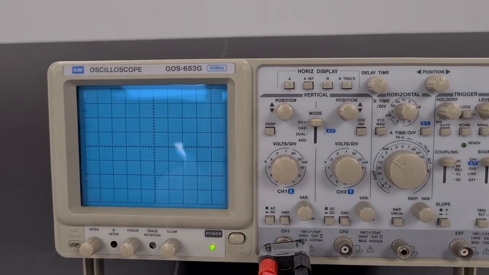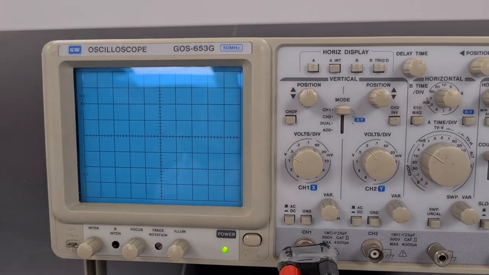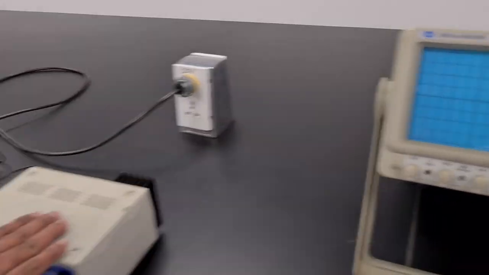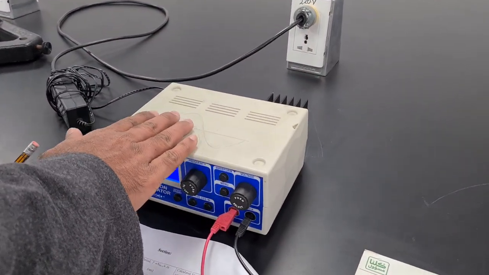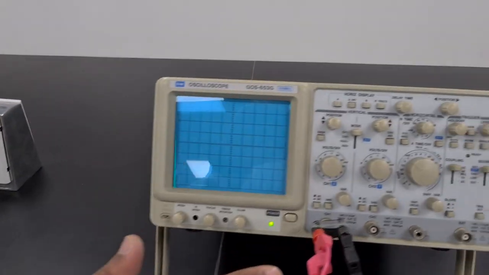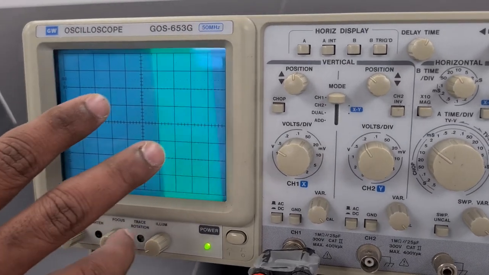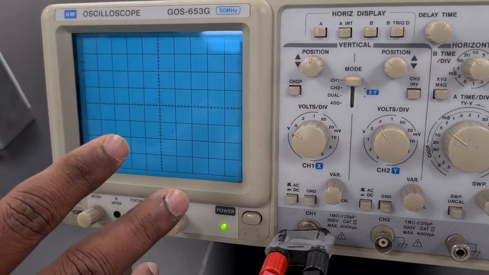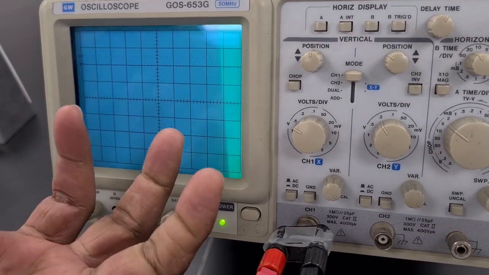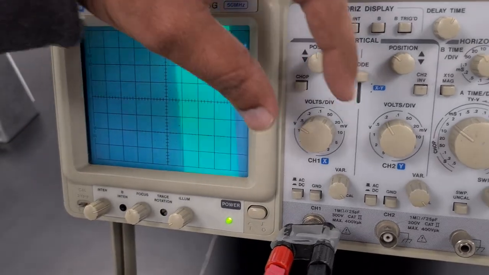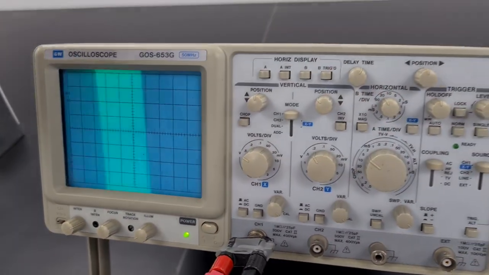When I turn on, what will appear? You can have a look here. The frequency we applied here will be sent to the CRO, and based on the frequency and the voltage, you can easily view the waveform. Now, it's not clear, so what I'm going to do is touch this and this to set a clear waveform.